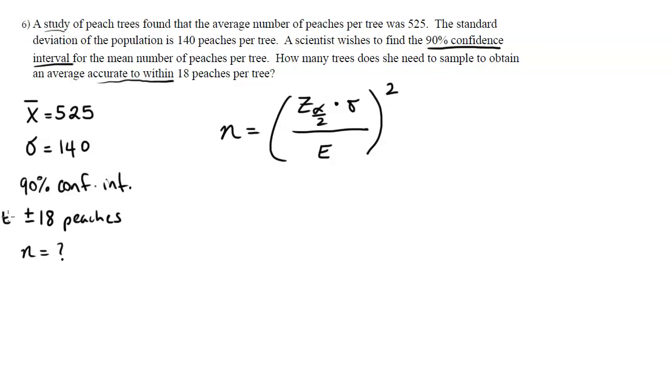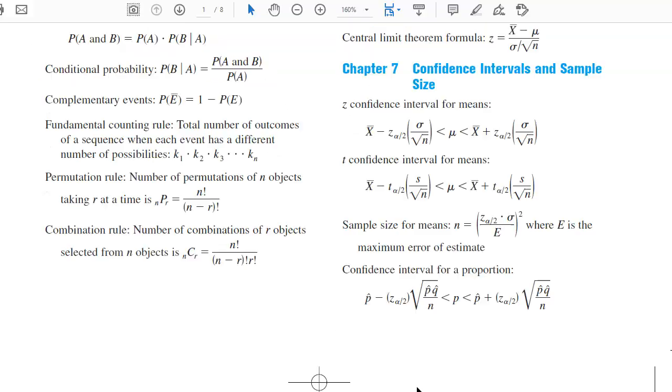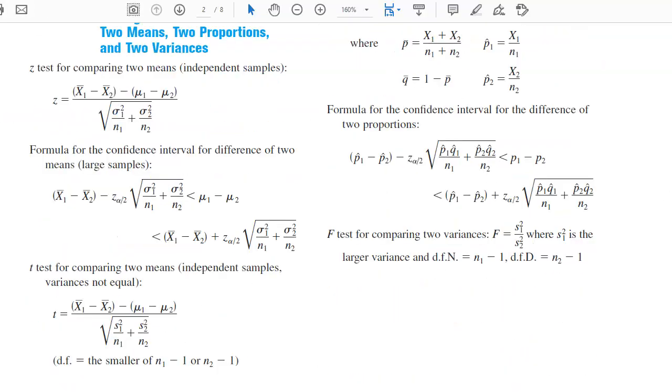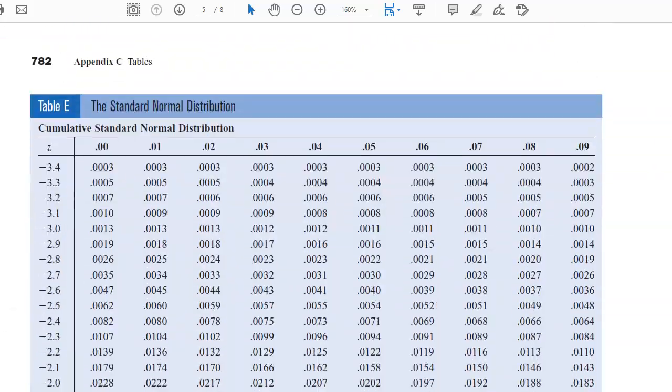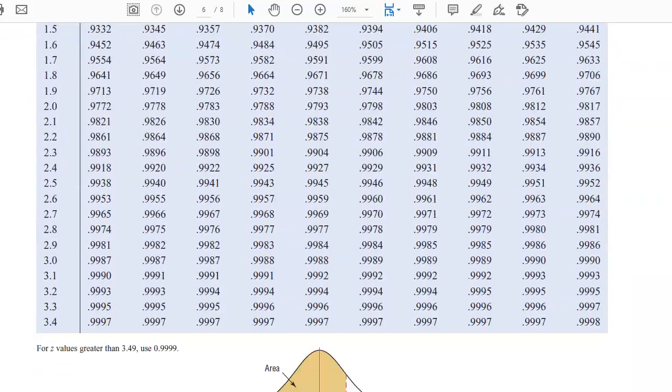And this here is our E. Now I have sigma, I have the margin of error, I have the square, but I don't have Z. How can I find Z? I know I need the 90% confidence interval. So check this out. Let's go to our formula sheet. I'm not going to use the Z distribution table. I'm going to use the T distribution table.